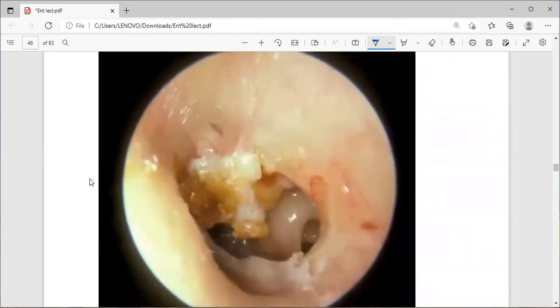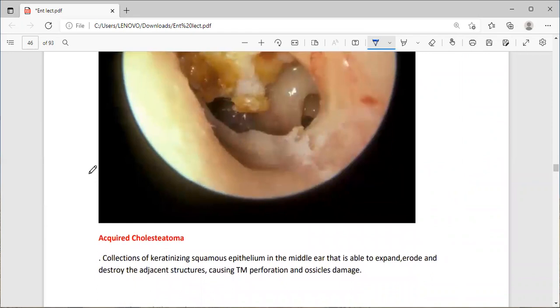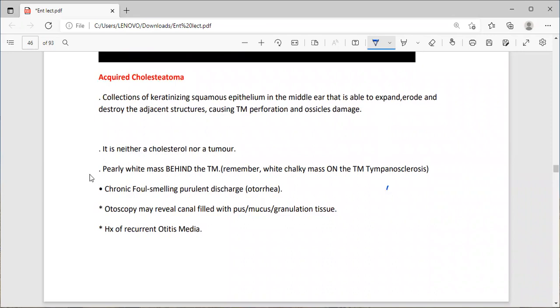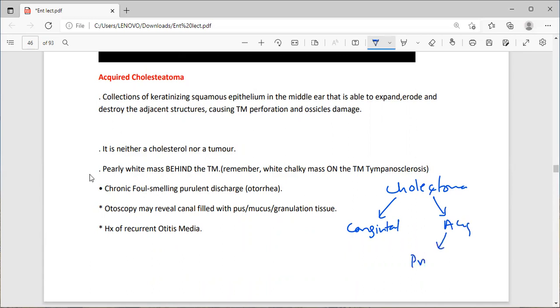Okay, now let's move towards the cholesteatoma. Now what is cholesteatoma? I will briefly tell you about the cholesteatoma. Basically, cholesteatomas are of two types. One is called congenital. The other one is called acquired. In acquired, there are two types. One is called primary, and the other one is called secondary.